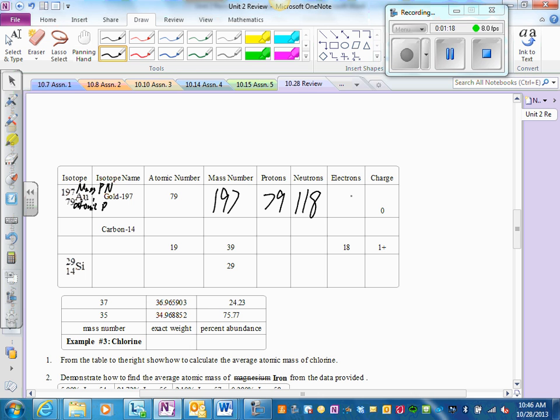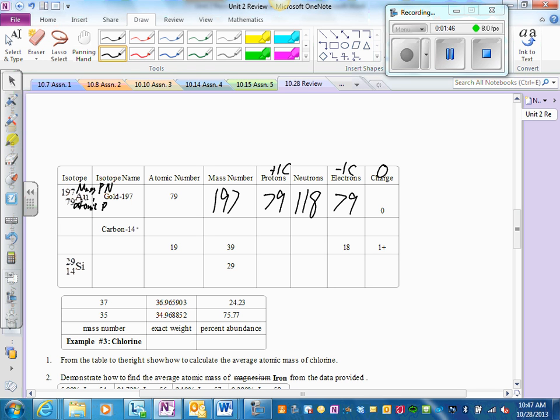Now, to find the number of electrons, we have to remember that in a neutral atom, where the charge is 0, the number of protons equals the number of electrons. It's because protons all have a +1 charge, electrons all have a -1 charge. Therefore, for the charge to be 0, these two have to equal out. So if you have 79 protons, you're going to have 79 electrons to make it a charge of 0.